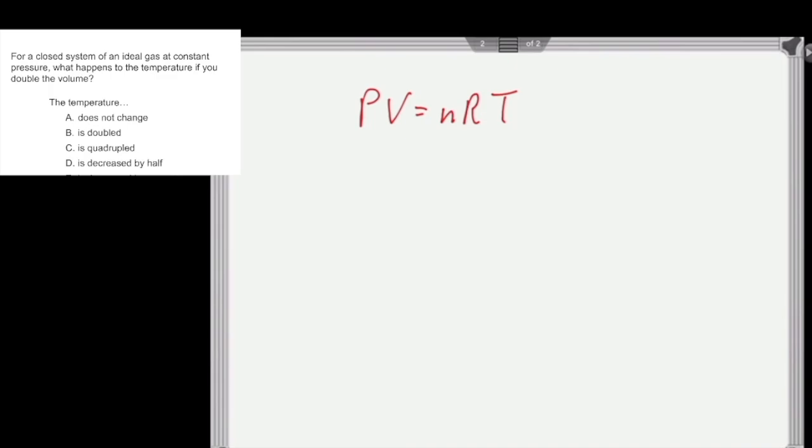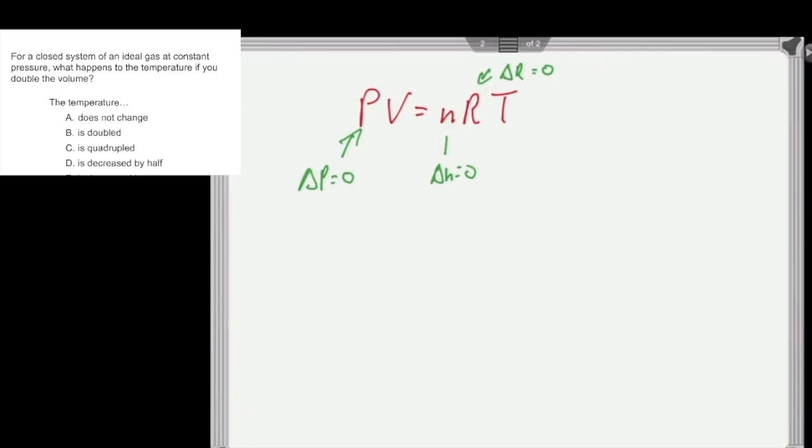Okay, so we know it is closed. Delta N equals 0. It's a universal gas constant. Delta R is equal to 0. What else? How do we know delta P is equal to 0? What's the wording on that one? Constant pressure. That's right. Delta P is equal to 0.